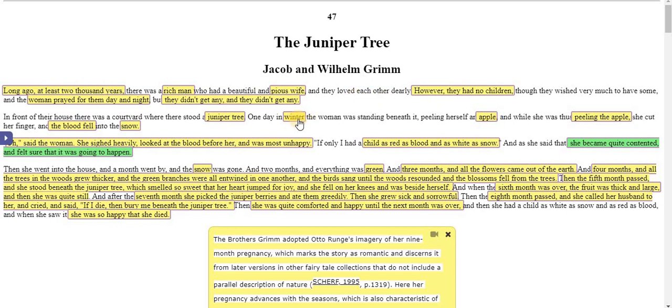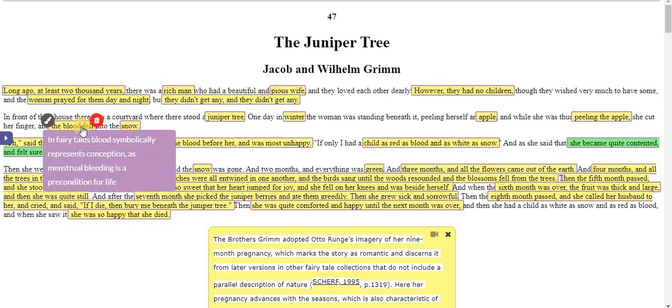So on a day in winter, again indicating barrenness, infertility, the woman was standing beneath the juniper tree, peeling herself an apple. The apple here might refer to her womb. And while she was thus peeling the apple, again, it might indicate the onset of menstruation. She cut her finger and the blood fell. So the blood fell. That's why it becomes a clear indicator that this is referring to the process of menstruation. So the blood fell into the snow.